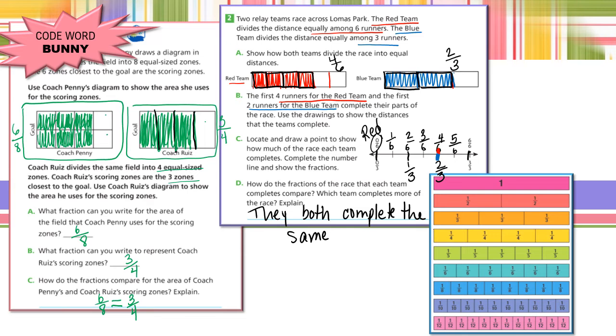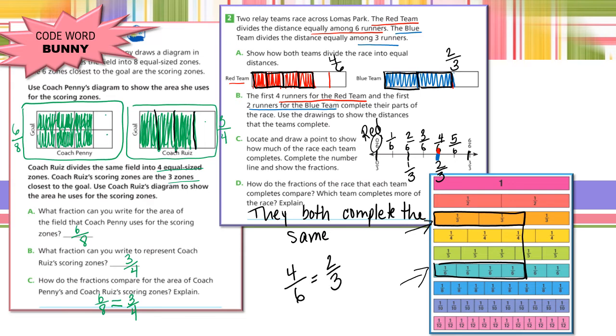And if we look over at our fraction strips, we're going to look at our thirds, and we're going to look at our sixths. And we know that it was 2 thirds, and we know that it's 4 6ths. And if we look at those amounts, we see that they are equal. So 4 6ths and 2 thirds are equal to each other, or equivalent fractions.